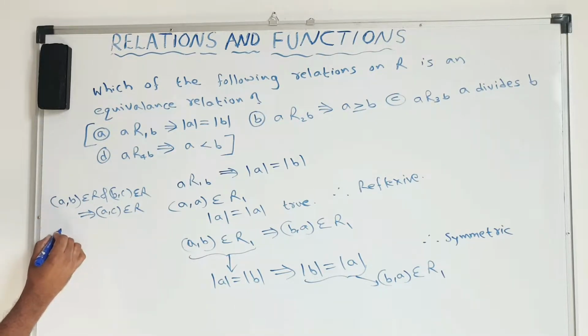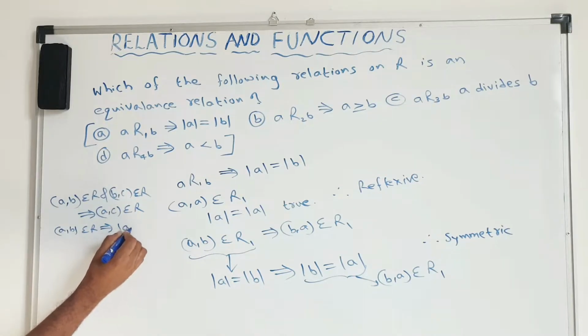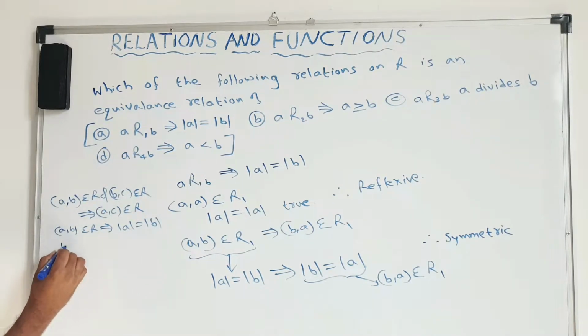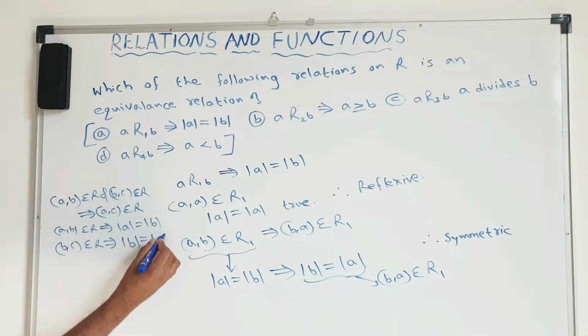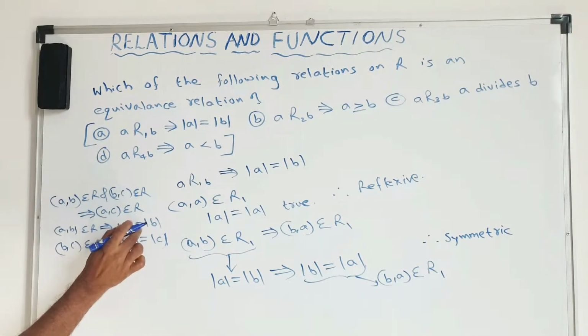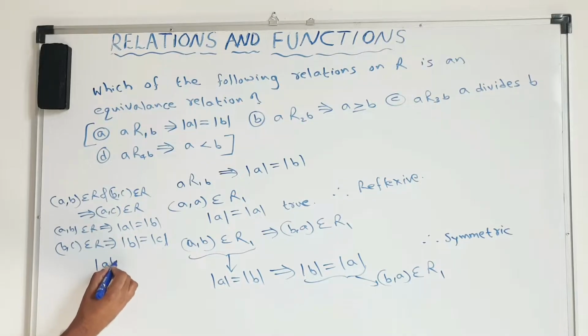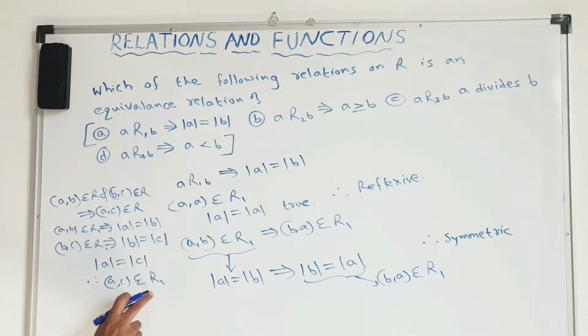So I am checking (A, B) belongs to R means what? This implies |A| equal to |B|. (B, C) belongs to R means |B| equal to |C|. If |A| is |B| and |B| is |C|, from equations 1 and 2 you can clearly say |A| equal to |C|. Therefore, (A, C) is an element of this relation. Here the relation name is R1. So, this is a transitive relation.